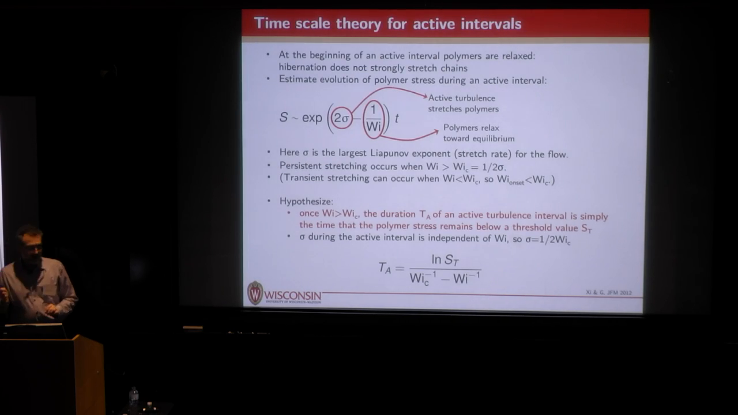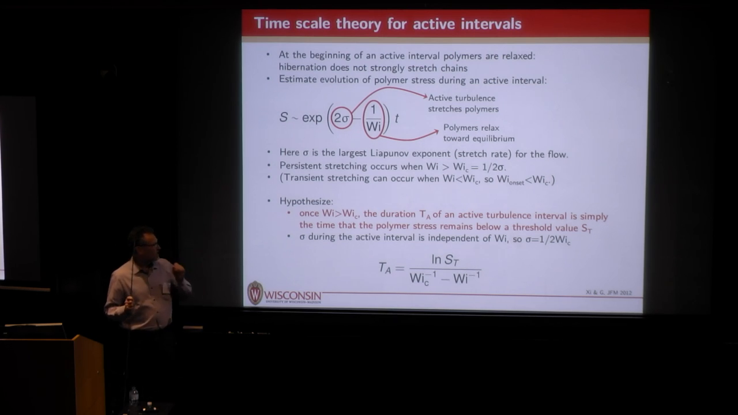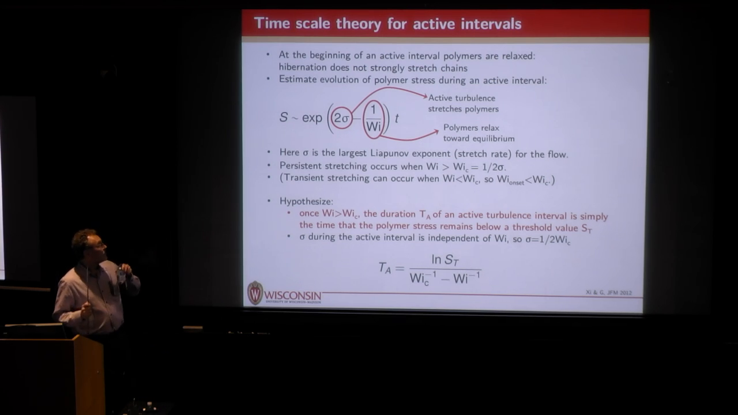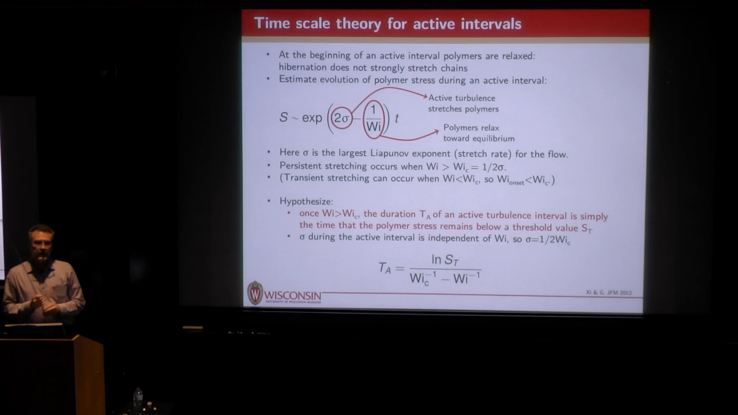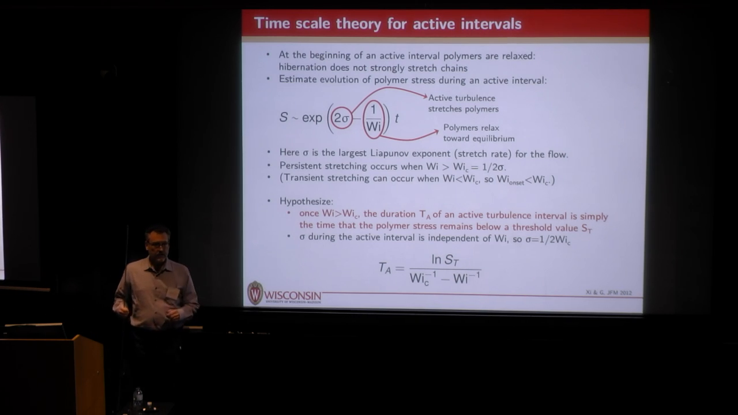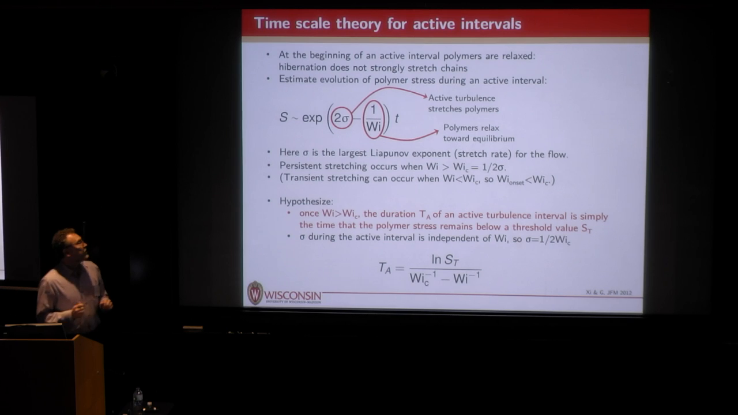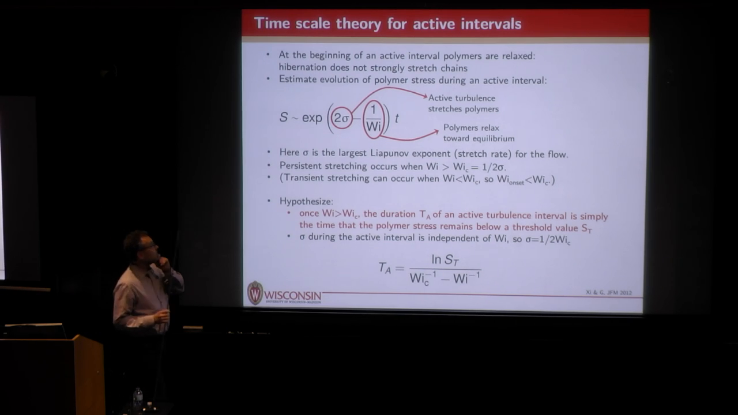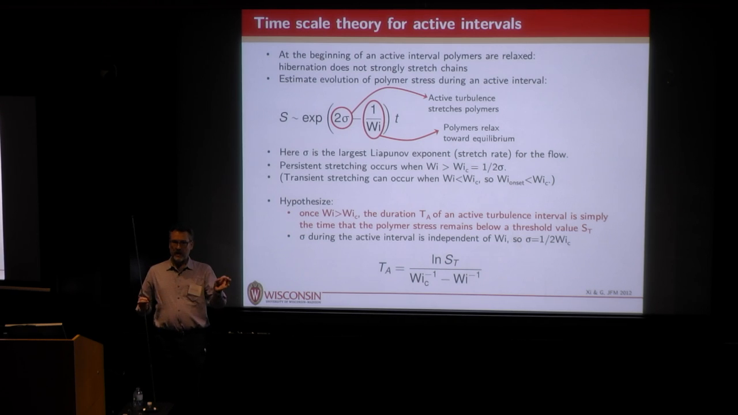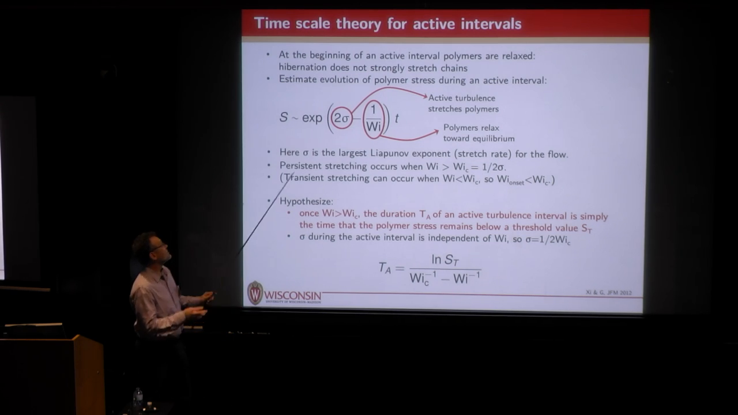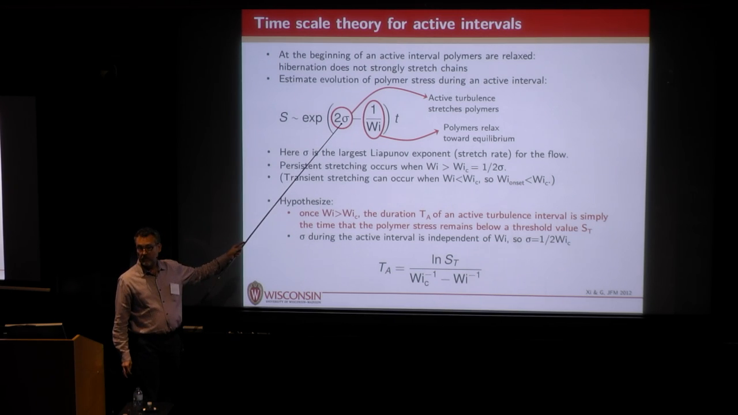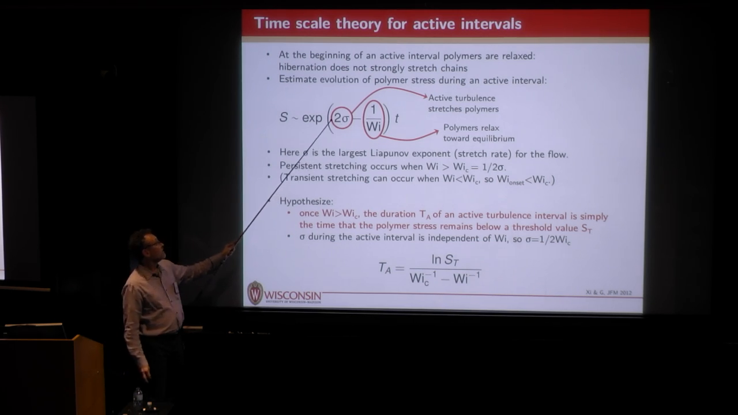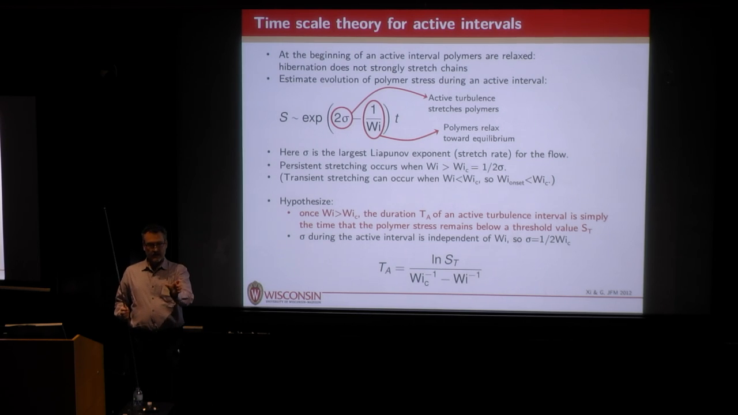We can make a little theory about that. The basic idea comes back to what I described earlier, which is that the polymers will tend to stretch like material lines, but then relax with their characteristic relaxation time. So we can make a little model that says in the active intervals, the polymer molecules are being stretched and relaxing, and so the stress or polymer stretch will be an exponential function of this. Sigma would just be the largest Lyapunov exponent for the velocity field, so the material line stretching rate. The factor of 2 is because stress goes as line length squared, q squared.